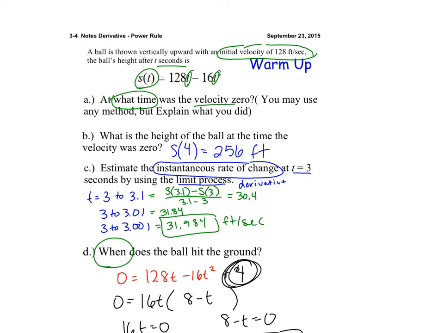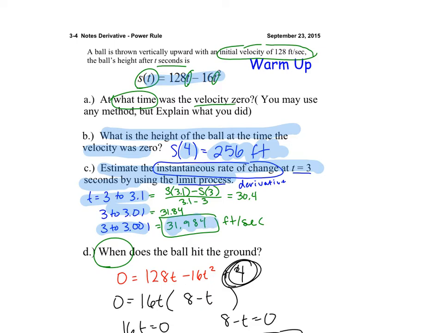Now they want to ask, what is the height of the ball at the time velocity was 0? We said 4 seconds. Plug in 4 into this equation. You get 256 feet. Estimate the instantaneous rate of change at t equals 3 seconds by using the limit process. Alrighty, so we have estimates. We can always get more and more accurate, but we ended up getting this right here.